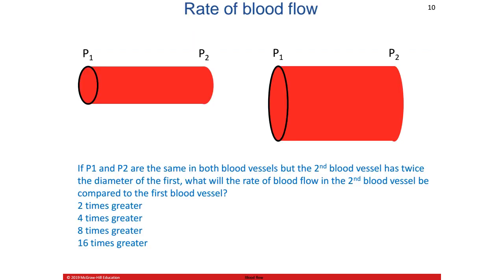Okay, let's do another problem. If P1 and P2 are the same in both blood vessels, but the second blood vessel has twice the diameter of the first, what will the rate of blood flow in the second blood vessel be compared to the first blood vessel? The answer is that the blood flow will be 16 times greater.